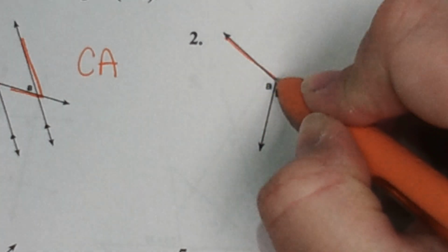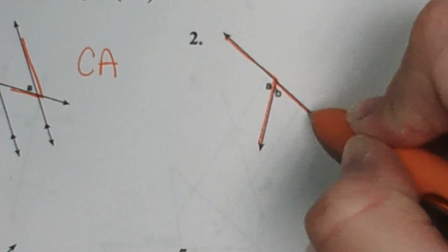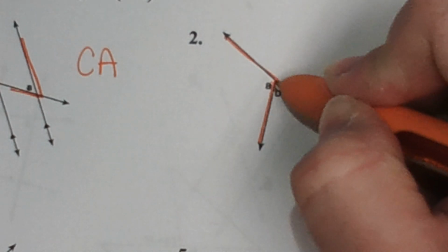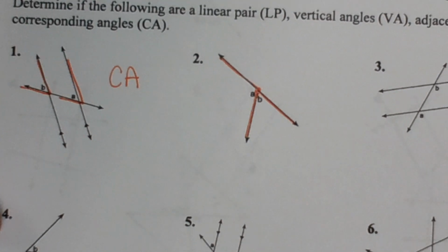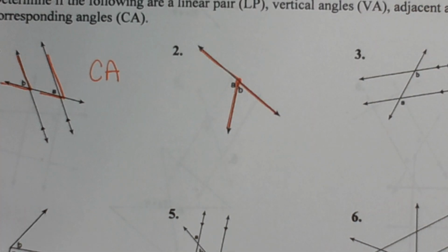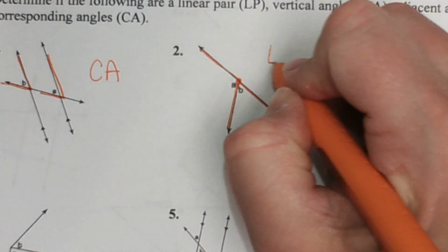Problem 2 has this angle and this angle. Do they share a vertex? If so, it's an old style. It's like yesterday's stuff. They share a vertex right here. Is this adjacent, linear pair, or vertical? Linear pair. They're making that line.